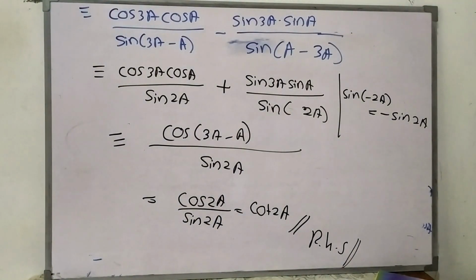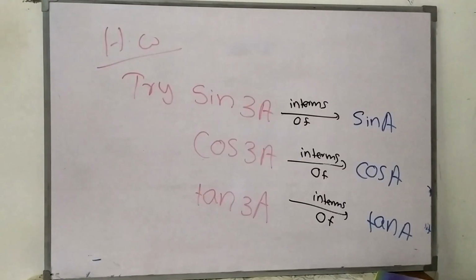So in this sum we have to do so much. Now here we finish all the sums. Today's session, all the sums have been discussed. So now I will give you the homework questions. Okay children, this is your homework question. Try sin 3A, cos 3A, tan 3A in terms of respectively only sin A, only cos A, only tan A.